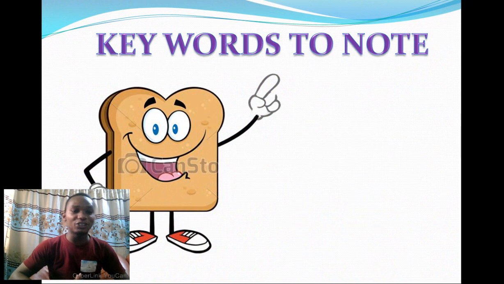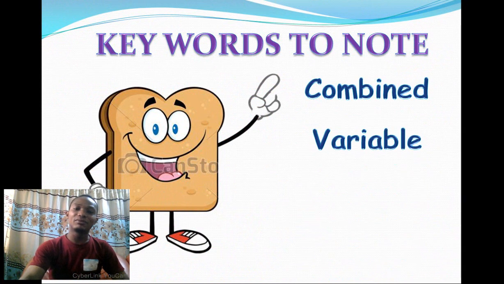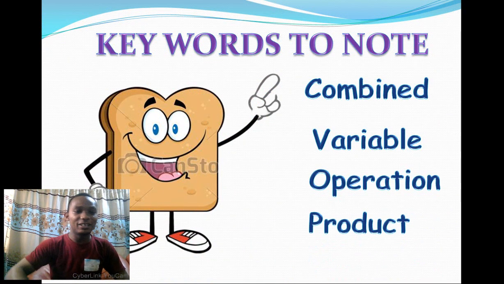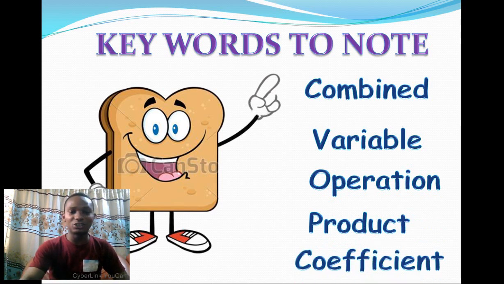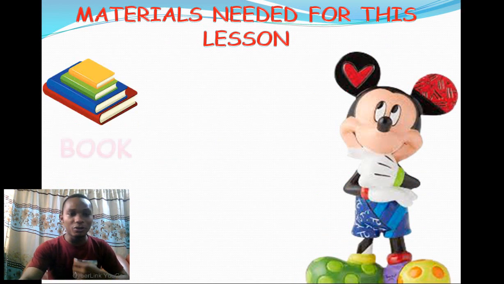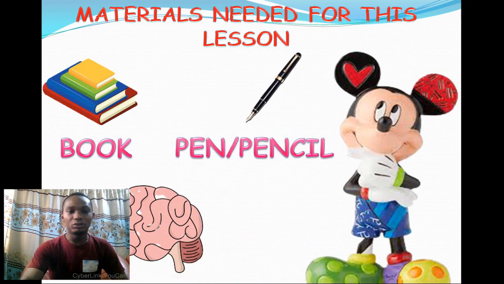Here are some of the keywords for you to note. We have combined, variable, operation, and product. And the last one is coefficient. Now, the materials needed for these lessons are: you need a book, you also need a pen or a pencil, you also need your brain. You need to be mentally alert for today's work.